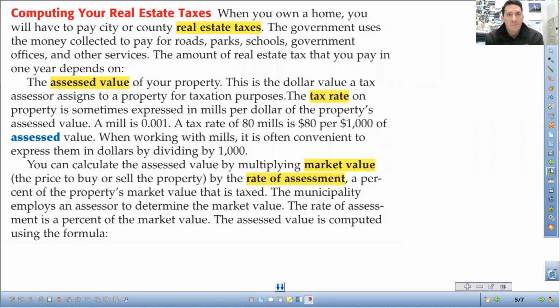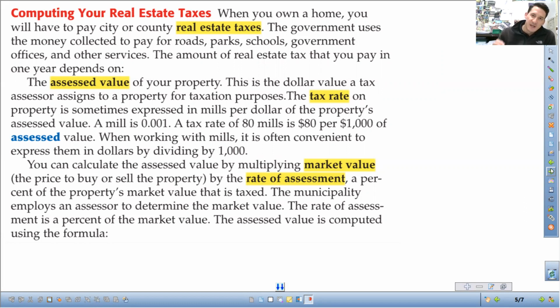When you own a home, you're going to have to pay the real estate taxes. These taxes are used to pay for roads, parks, schools, government offices, other services, a lot of the same stuff that your income tax will go to. The amount of real estate tax that you pay in 1 year depends on the assessed value of your property. This is a dollar value that a tax assessor assigns to a property based on market value.